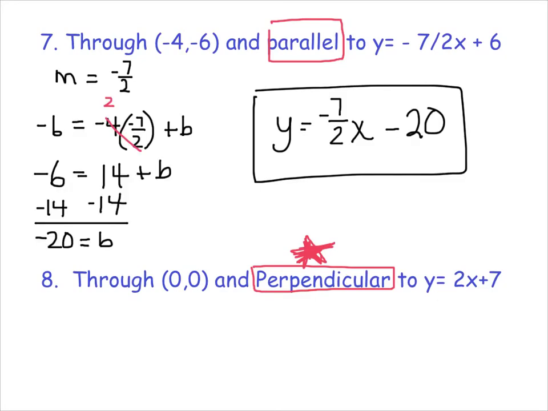All right, number 7, we plugged in negative 6 and negative 4. We solved for b, and we got negative 20. So your new line should be y equals negative 7 over 2x subtract 20, because it needed to be parallel, which means the slope is exactly the same.